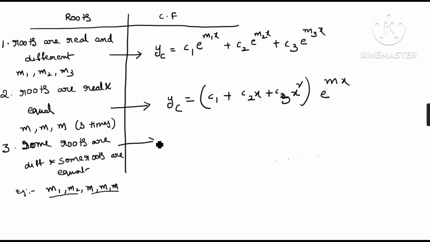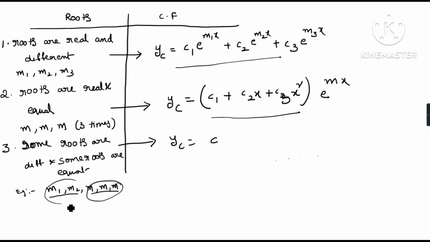So how to write the complementary function? For different roots you have to take like this, and for equal roots you have to take this one. This is the combination of both. So for first you can take equal and second you can take different, or first you can take different and second you can take equal. Anyway you can take. I'll show both the ways.